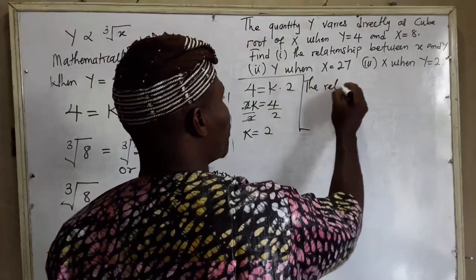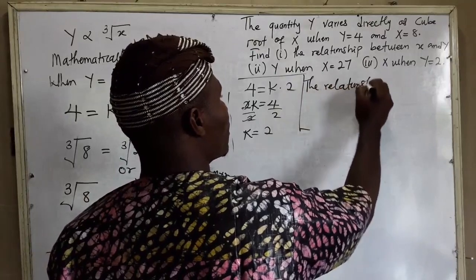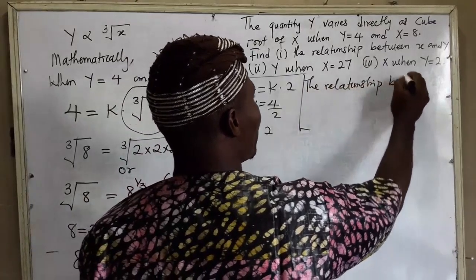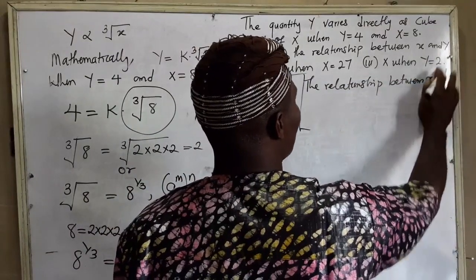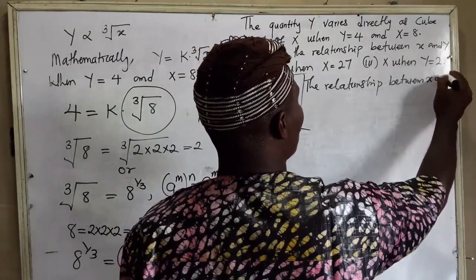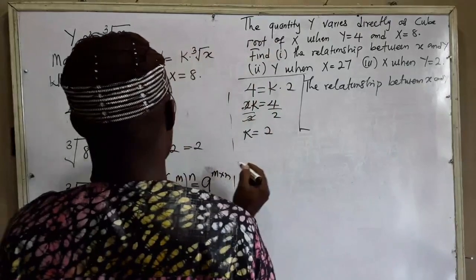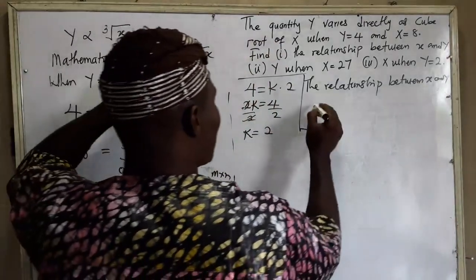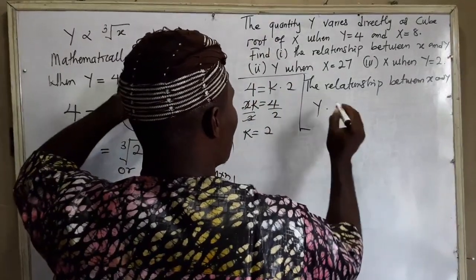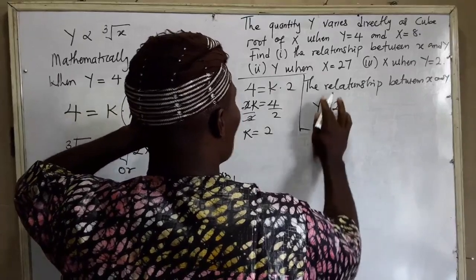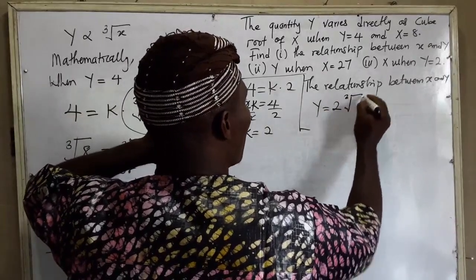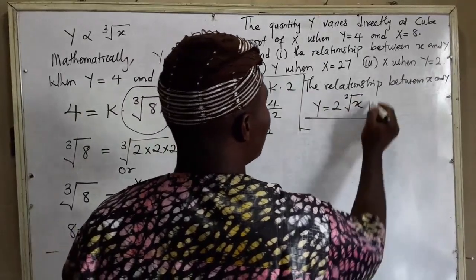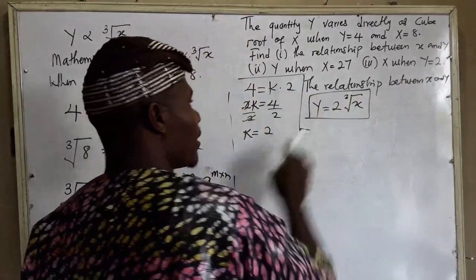The relationship between x and y will now give you, from this equation, y is equal to 2 cube root of x. So this is the relationship between them.